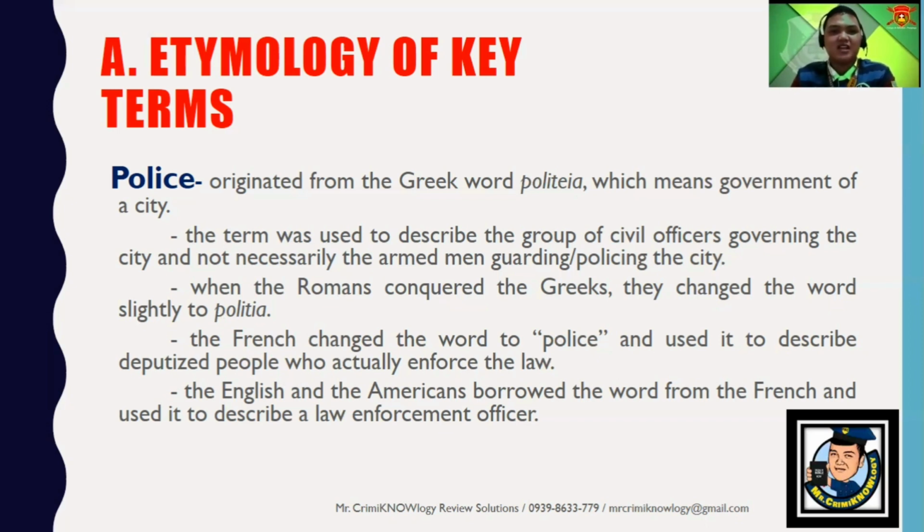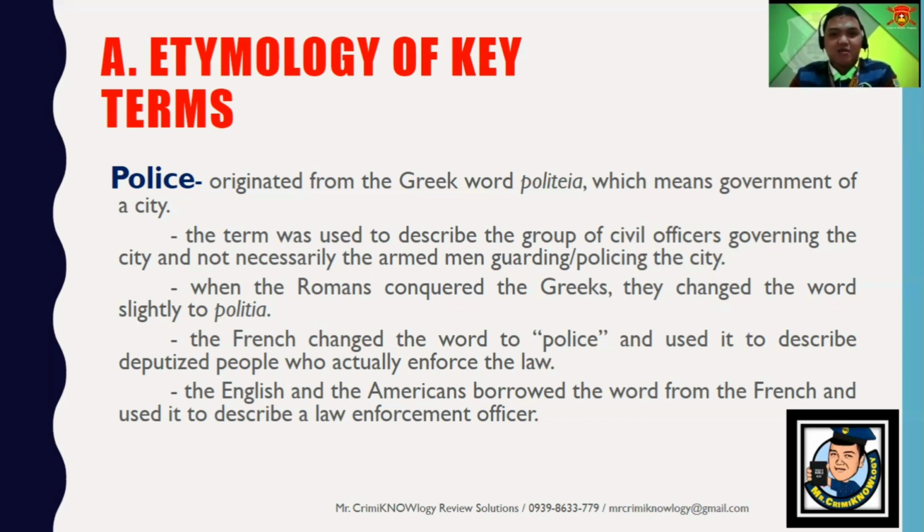So there is an evolution in the term police, but the fundamental job of a police officer is still the same. They are just evolving and the functions are just adding, becoming broader and broader in their function. And during the French period, the police were the group of people deputized to actually enforce the law, such as the police today.